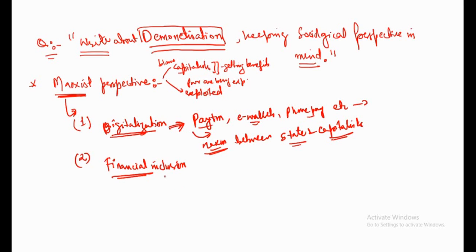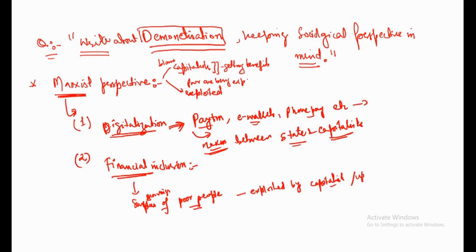So what happened is that Marxists will say that the surplus money, or surplus savings, of poor people were being exploited by the capitalist class or by rich people. Okay, or you can write by upper class.